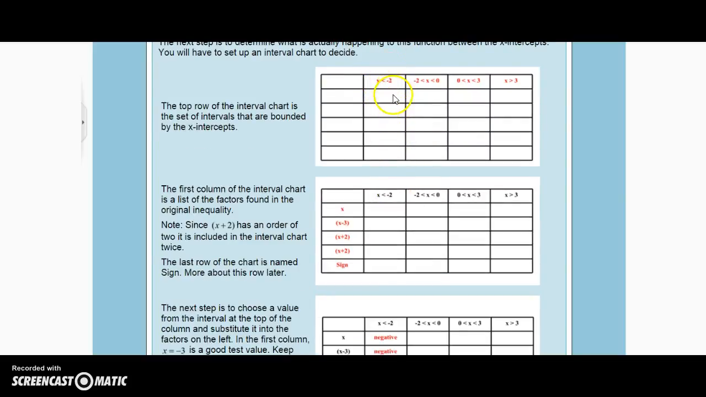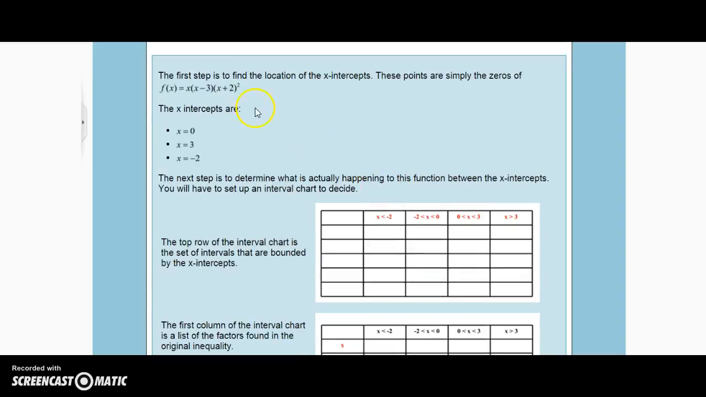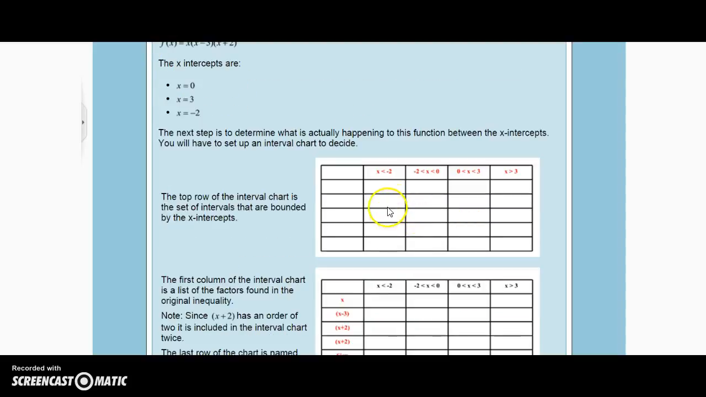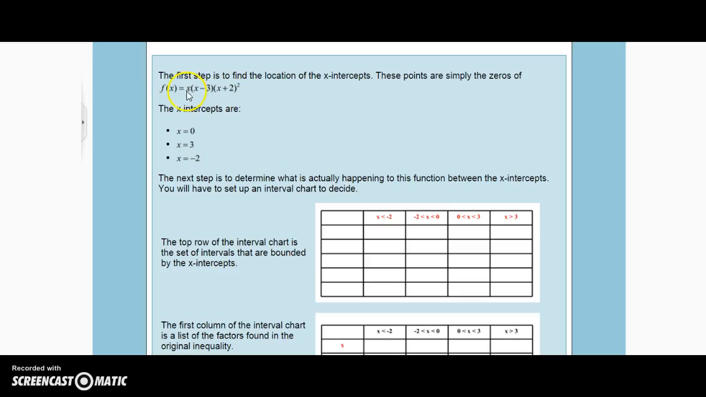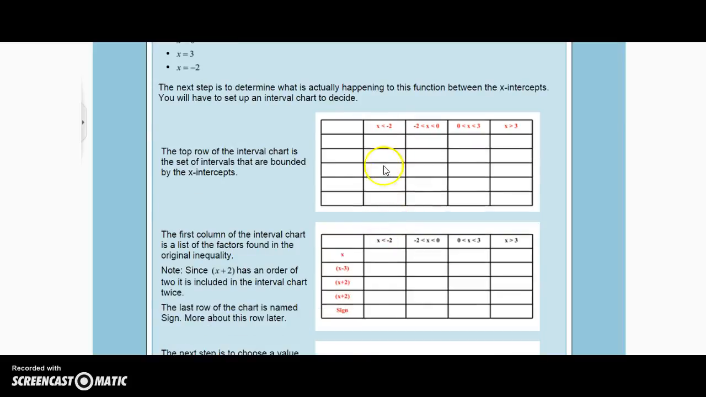If I have numbers that are less than negative 2, what would the values be in my factors, all 4 of them: 1, 2, 3, 4? If I could figure out the sign of the factors, because you'll have the same consistent sign here, then you can figure out the overall sign. So let's just look at this for a second real quick.